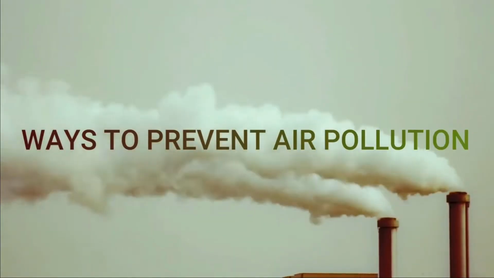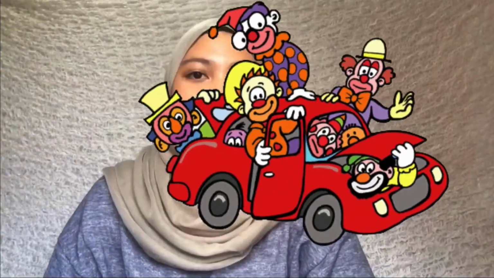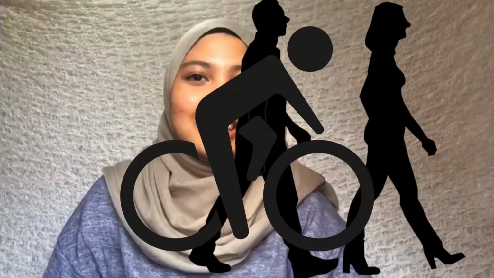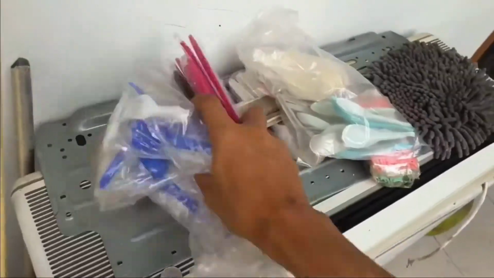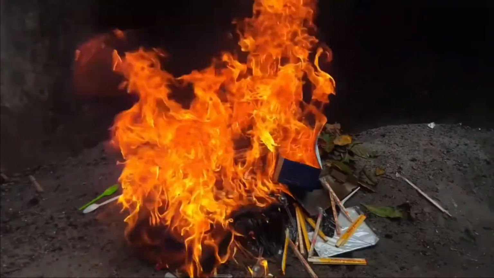Okay, now let me tell you about ways to help in preventing air pollution. Firstly, we can carpool or use public transportation, or maybe even walk or cycle to the destination we want to go, so that we won't have to release carbon fuels from the exhaust of the car. Next, we have to avoid burning leaves and waste from our home, so that it will not contribute to air pollution, as the smoke that will form from the combustion is very heavy.